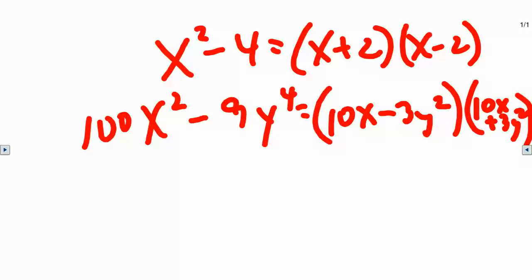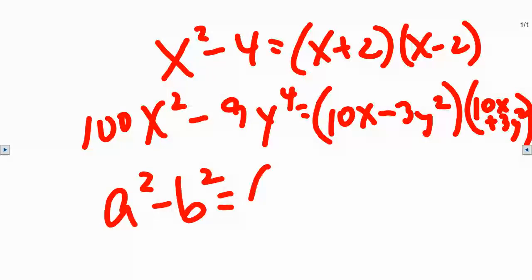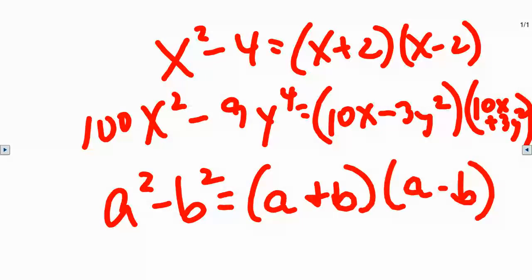Anytime you have a perfect square minus a perfect square, you can split it up into the simple formula, right? (a plus b)(a minus b). It always works out that way because the middle terms add up to 0. I think we've had that one before.